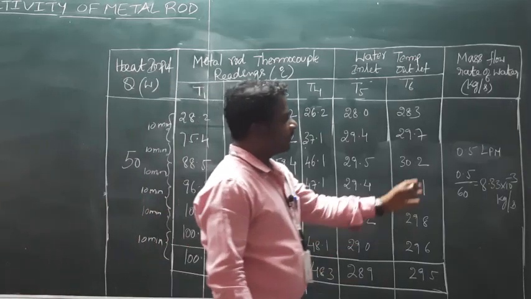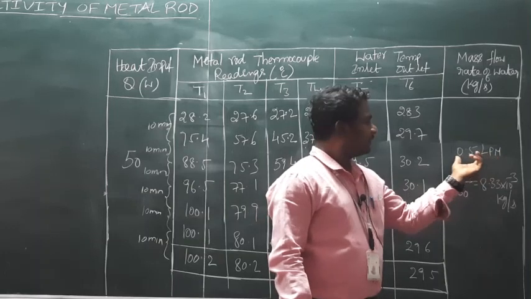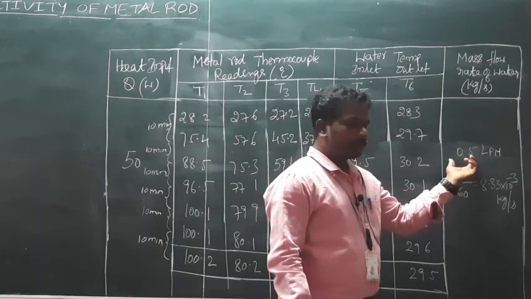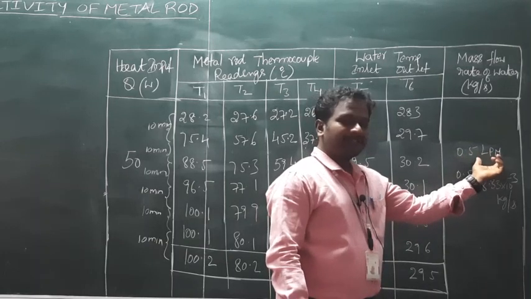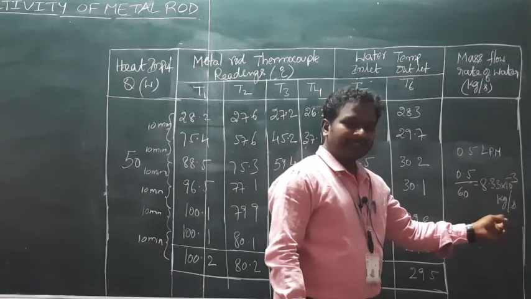Initially we calculated the mass flow rate value like this, 0.5 liters per minute, and this mass flow rate value is maintained throughout the process from starting to the ending, and this liters per minute is converted into kg per second, 8.33 × 10^-3 kg per second.